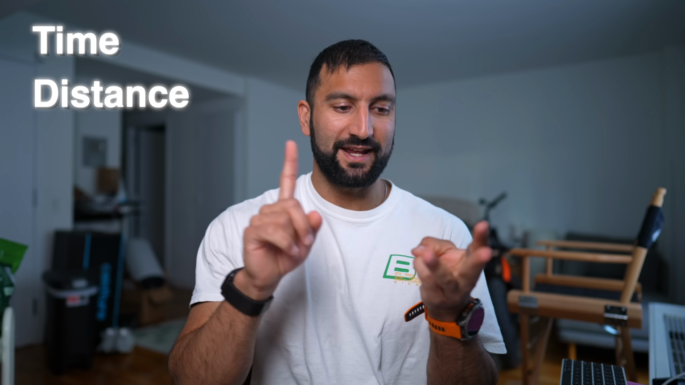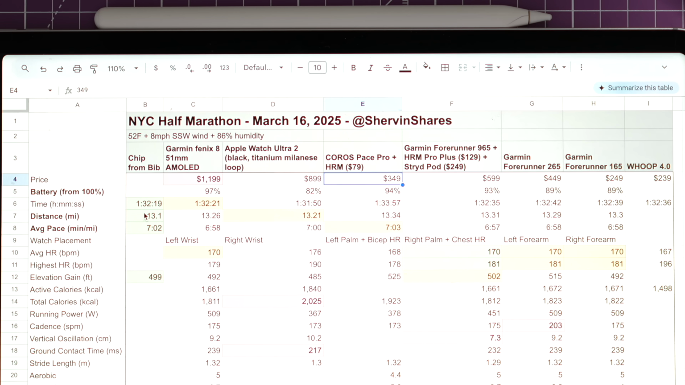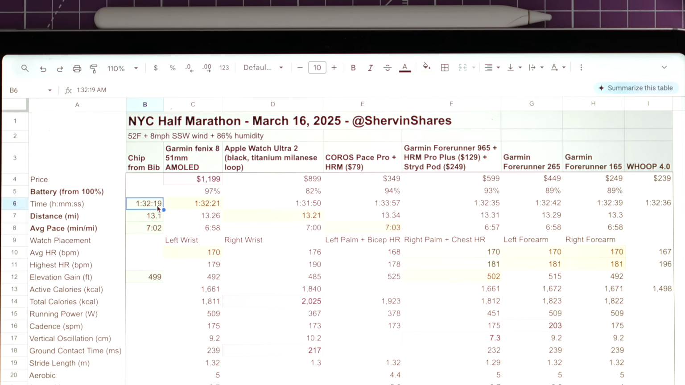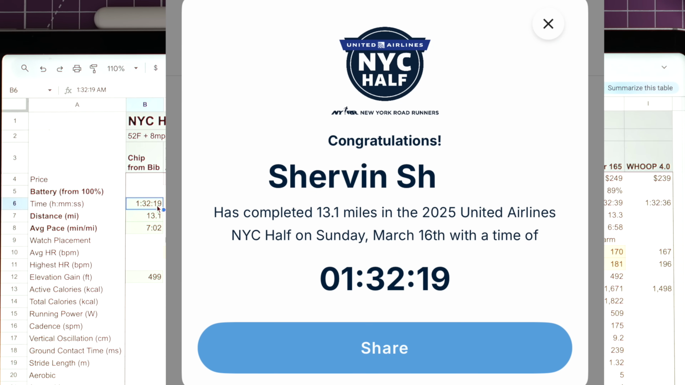Now let's look at the most important variables, which is time, distance, and average pace. So my chip time was 1:32:19. I set a massive PR about 12 minutes from my previous half marathon best time, which is insane. And I wore 6 watches doing it because I'm a savage.